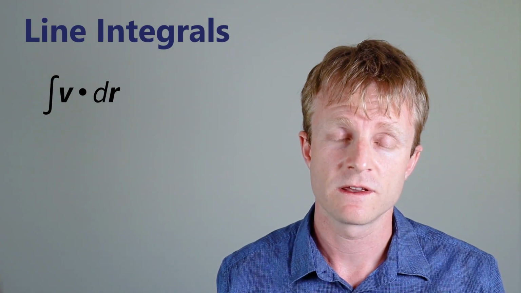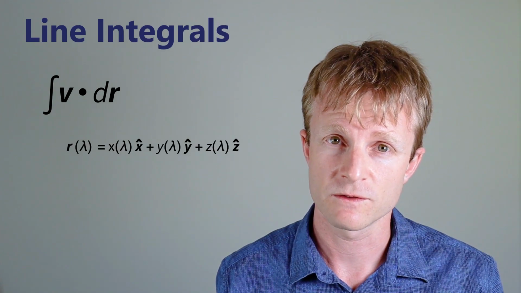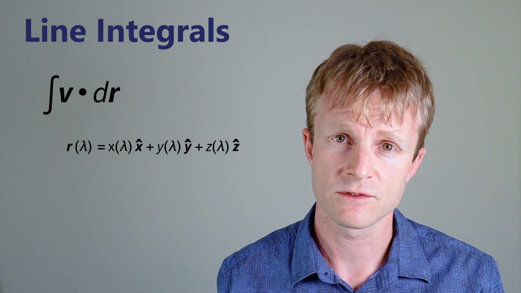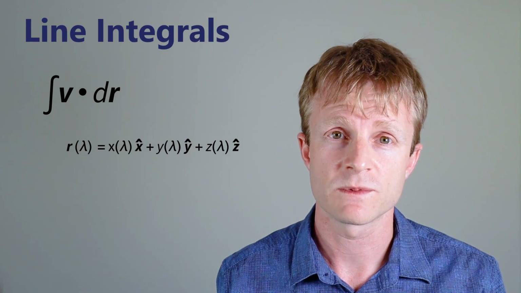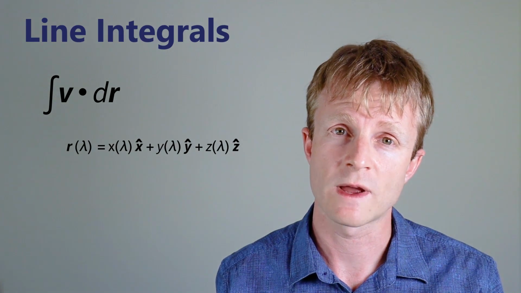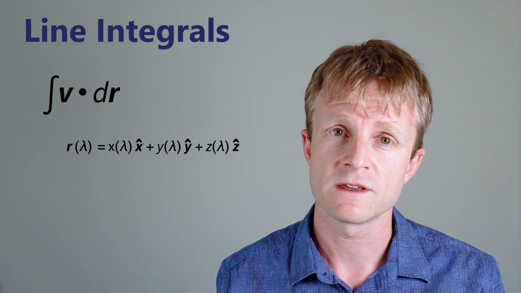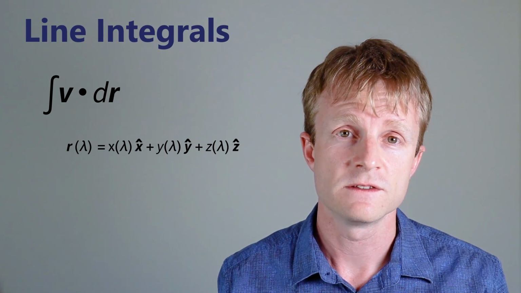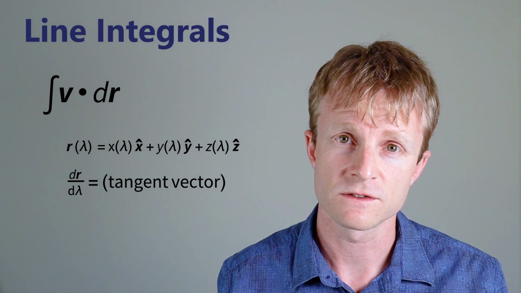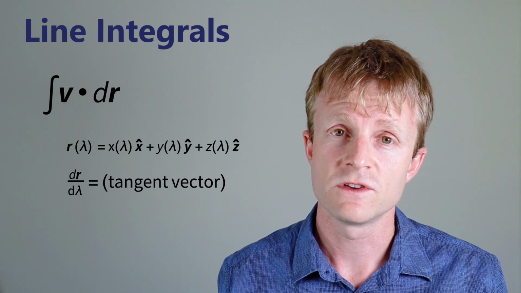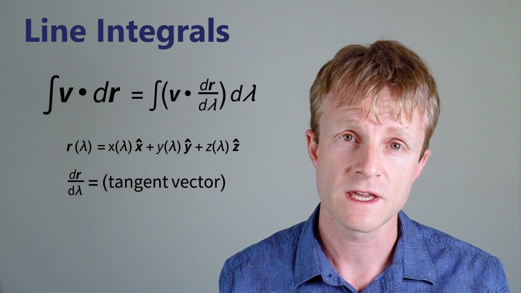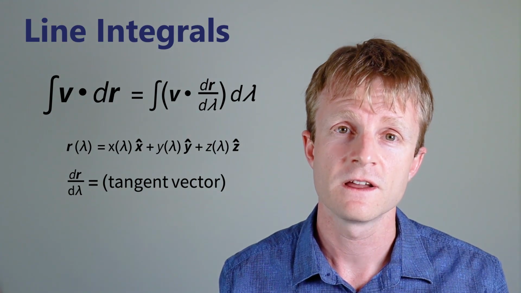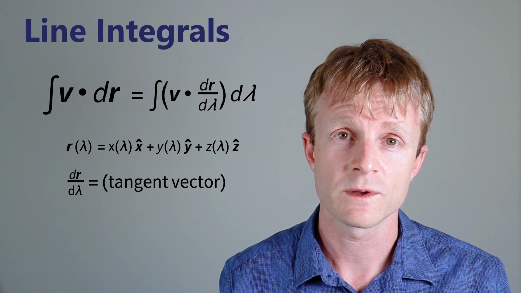The easiest way to do it is to think about a parametrization for the curve. If we specify our curve as x of lambda, y of lambda, and z of lambda, i.e. we give its Cartesian position x, y, and z as a function of some parameter lambda, then we can group these into vector r of lambda. Now consider the derivative dr d lambda. This is a tangent vector to the curve. If we dot this derivative into the vector field v that we're trying to integrate over the curve, then we get a scalar, and we can just integrate that scalar d lambda. So this is what we mean by the line integral.